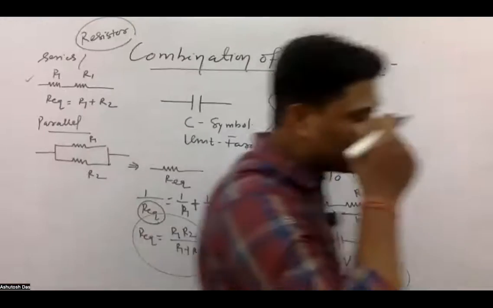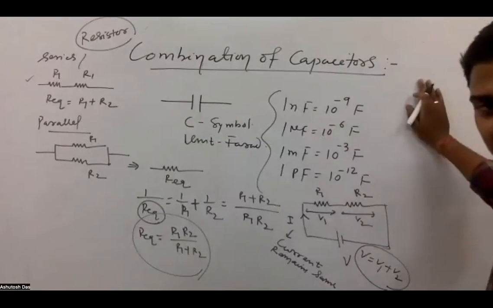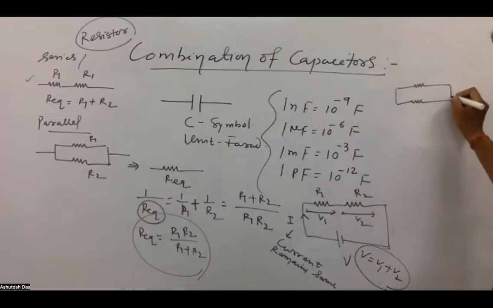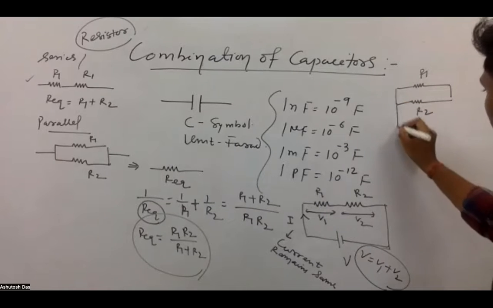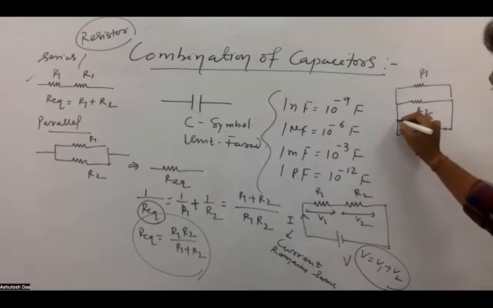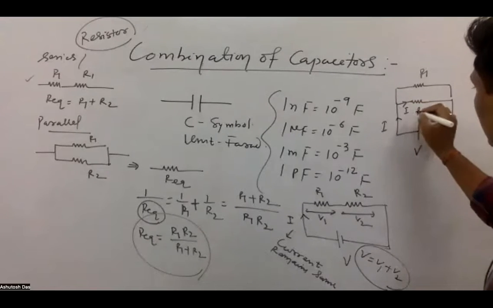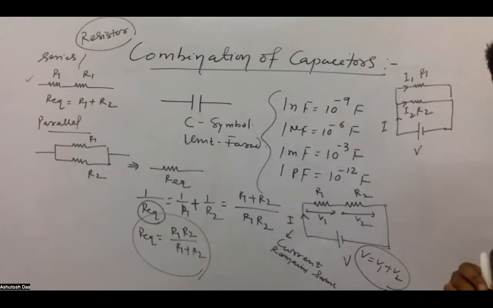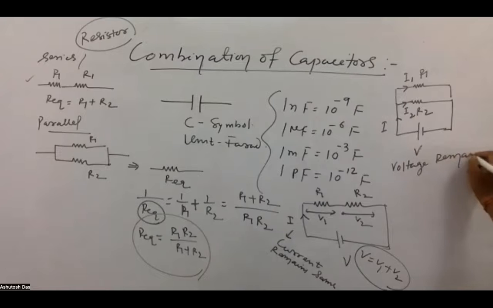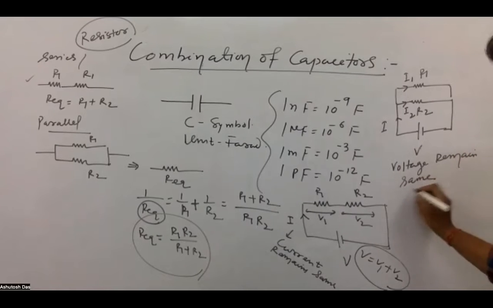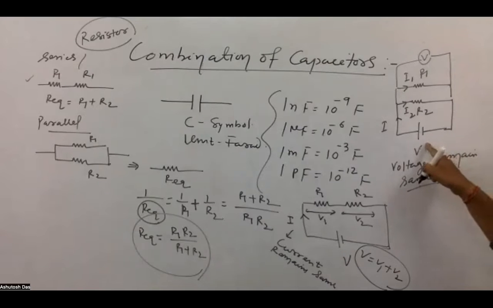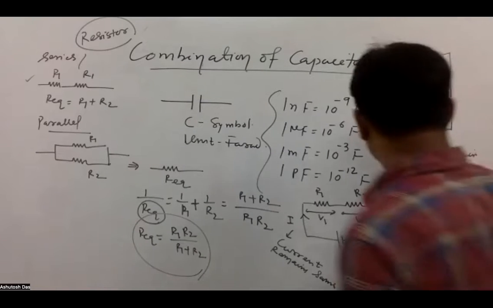But what happens in parallel connection, students? See here. If I connect two resistors in parallel, this resistance is R1, this resistance is R2, and I have connected a voltage source V, right? Here the total current is I, here the current is I2 and here the current is I1, right? That means here the voltage remains the same. If you connect a voltmeter here, it will show the same voltage given to the circuit.